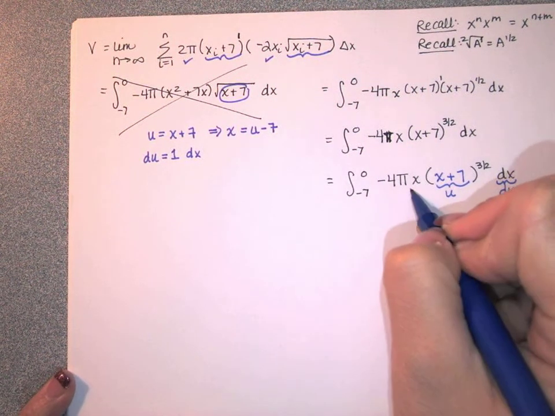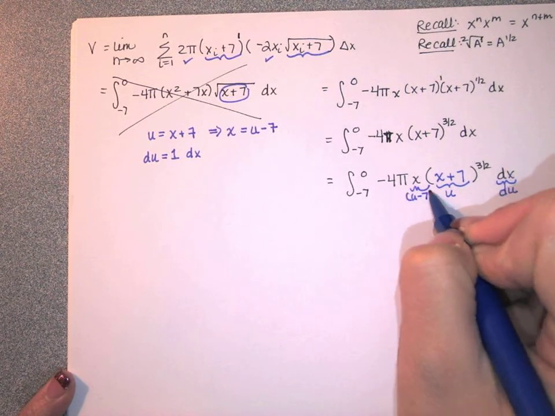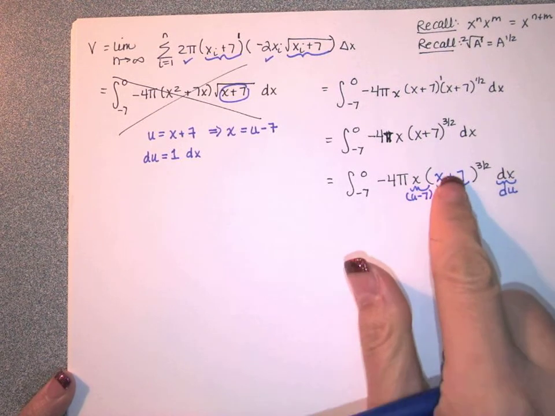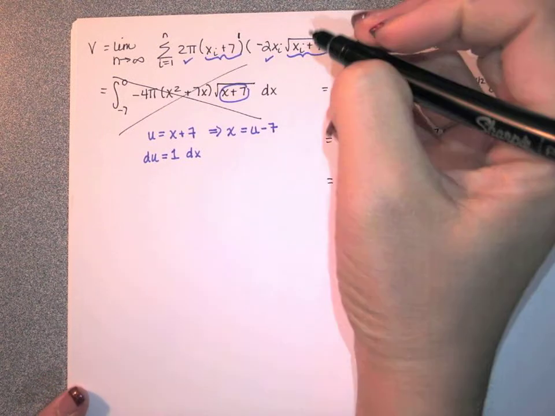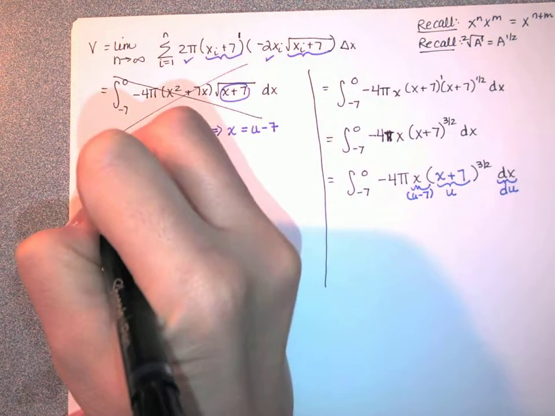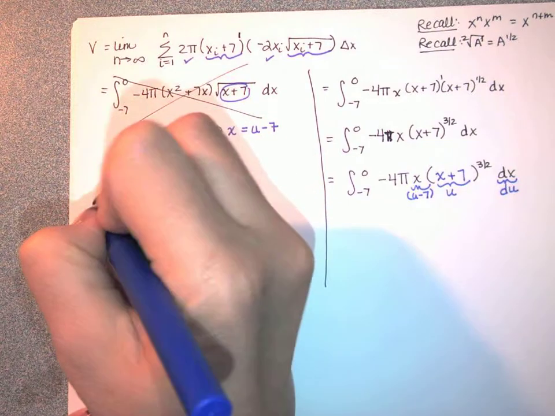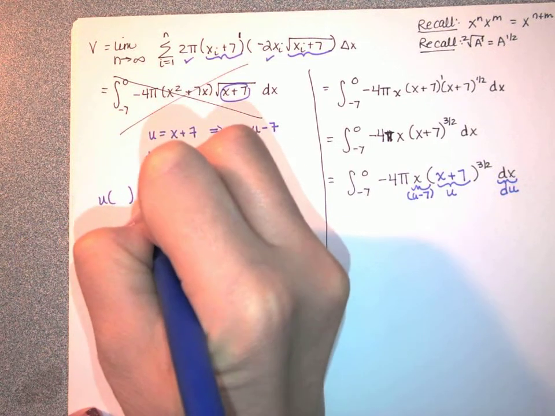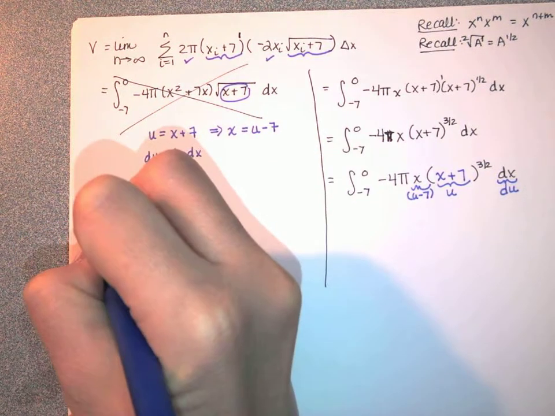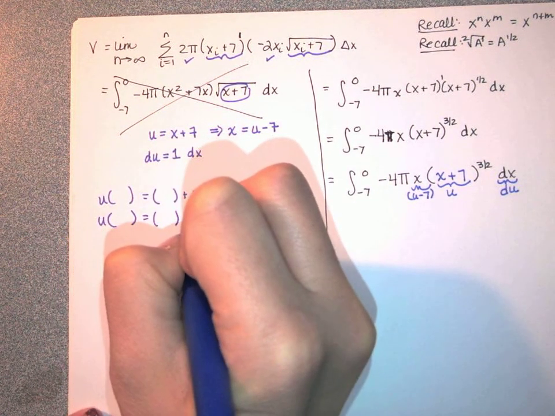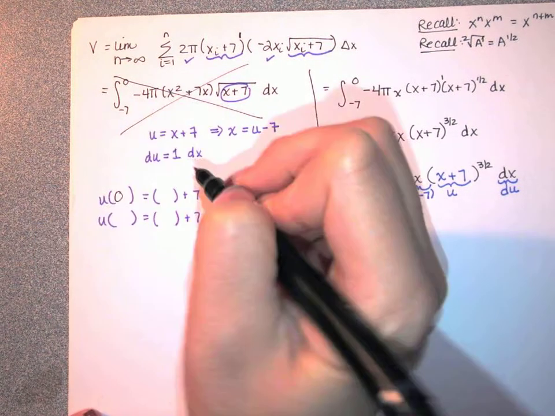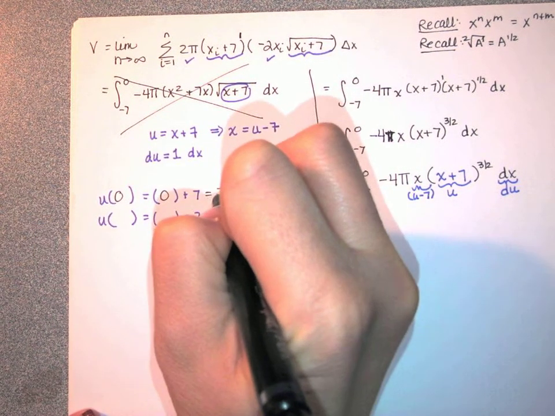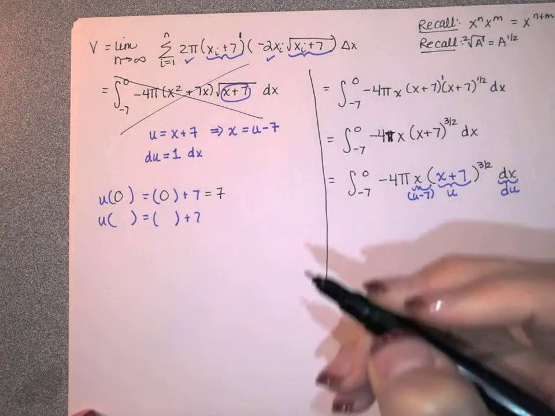Okay, so this is going to be a u minus 7. So I've got that in terms of u, that in terms of u, that in terms of u. The only thing I need now are bounds in terms of u. So my equation for u is x plus 7. So I'm going to substitute the upper bound here, 0, in for x, and I get my upper bound for u is 7.